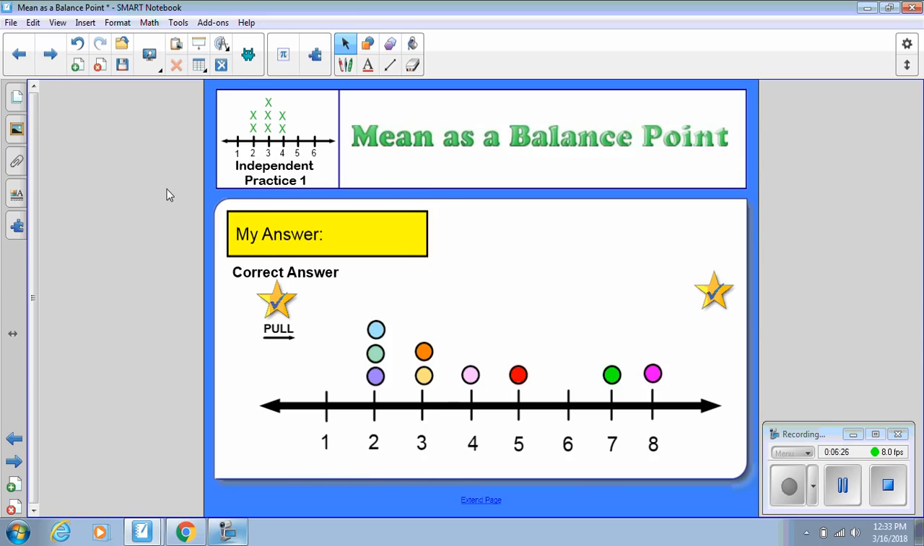Alright, so in order for us to find the mean as a balance point on this set, we're going to start from the farthest one. And we're going to go one from the left, one from the right. You cannot move on to a different number until you have moved all of them from one number. So, here, there, here, okay.